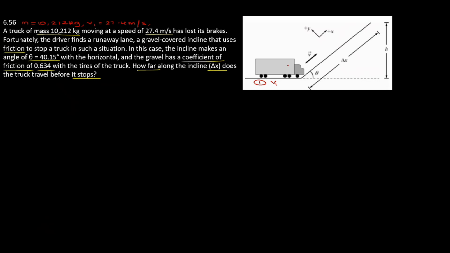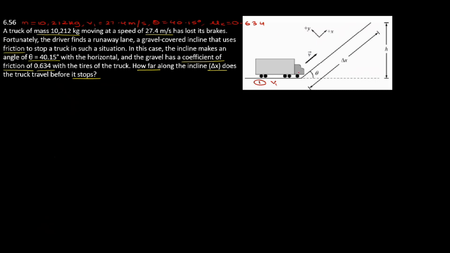Since the truck has lost its brakes, the driver is moving the truck along a gravel-covered incline to use the force of friction for stopping the truck. The angle theta of the incline is given as 40.15 degree, and the coefficient of friction between the tires of the truck and the incline is 0.634.